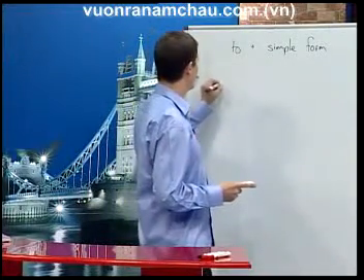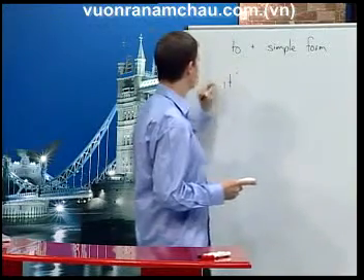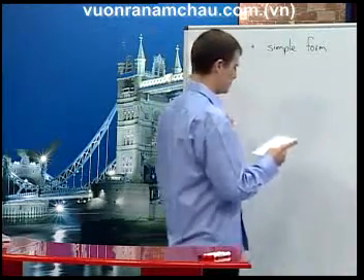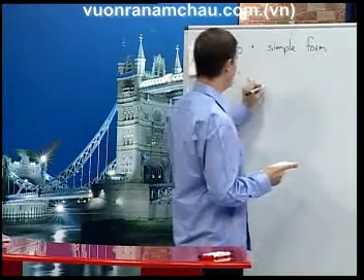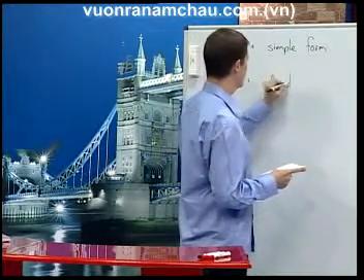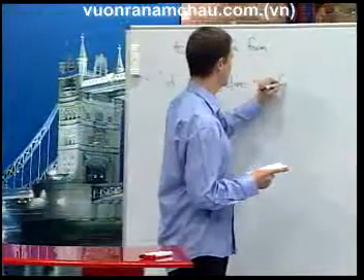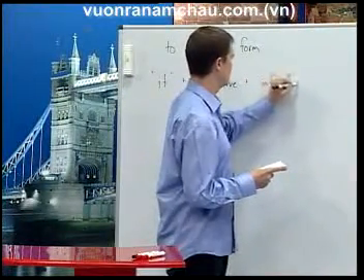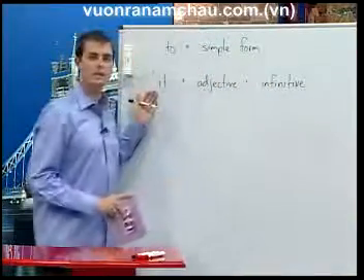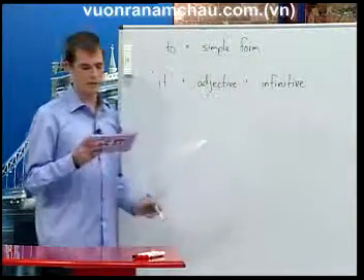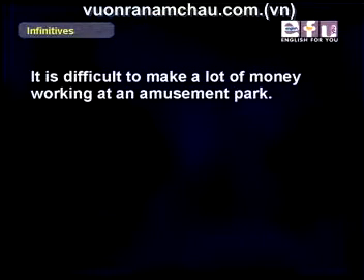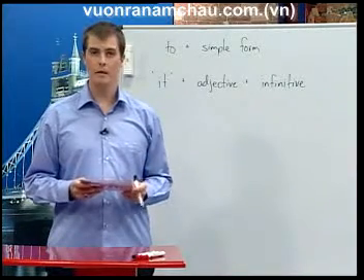So we can have it plus the adjective plus the infinitive. It plus an adjective plus an infinitive. In the first sentence, difficult is the adjective. It is difficult to make a lot of money working at an amusement park. The infinitive to make follows.